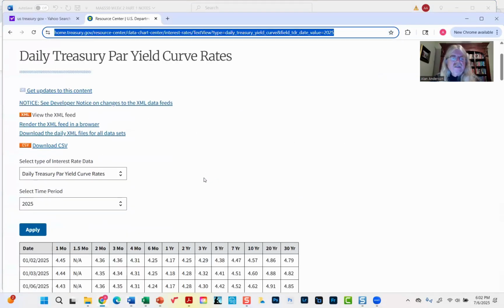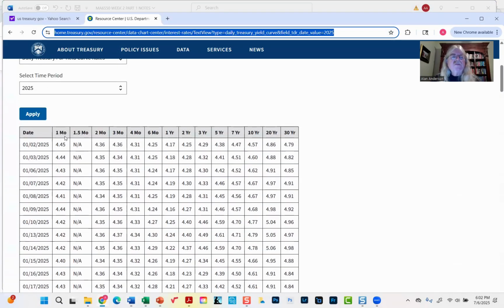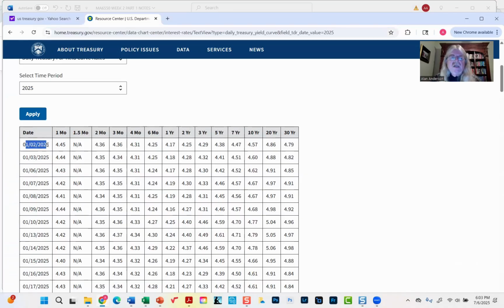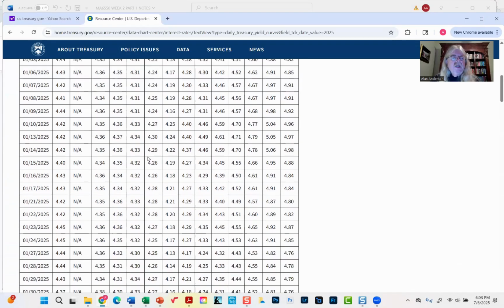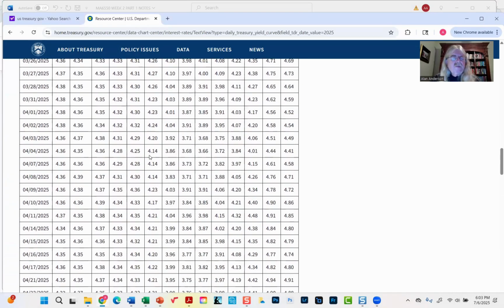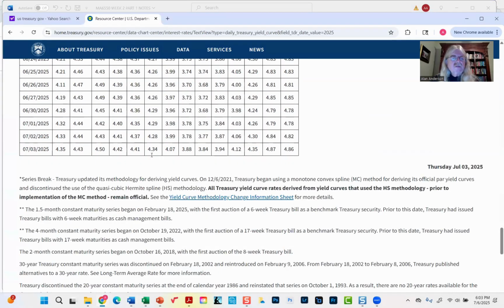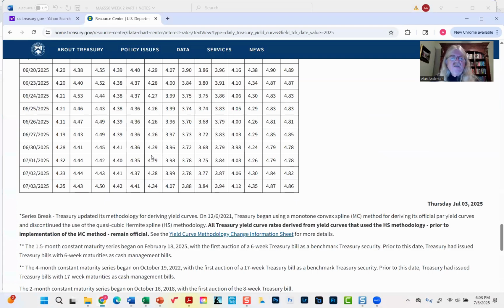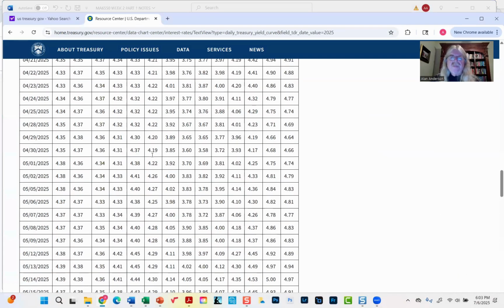And so you're going to see across the top here, these are the maturities, and down here you can see the dates on which these applied, and then you've got the actual yields. So this goes all the way back to the start of the year. That hasn't changed much this year.